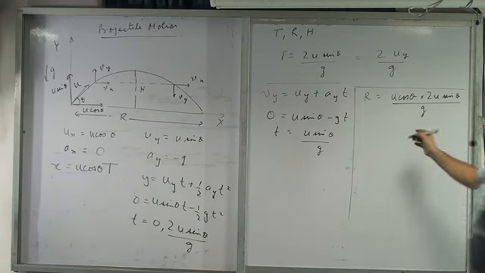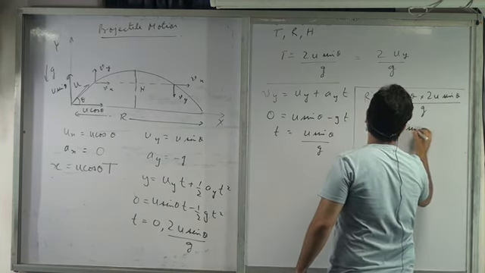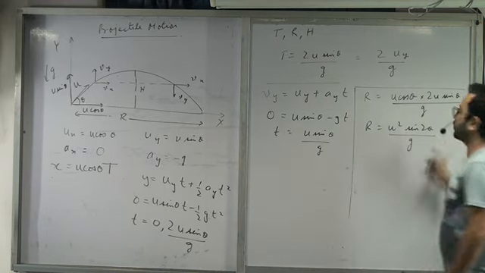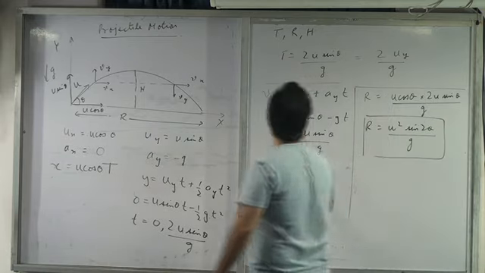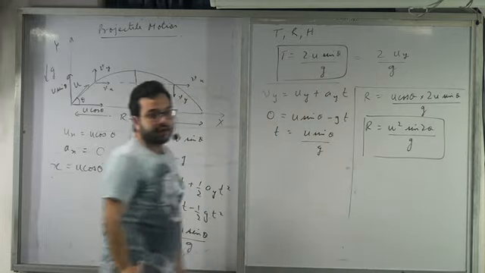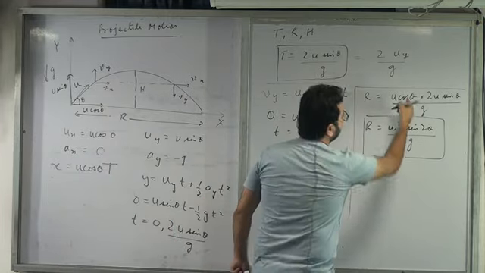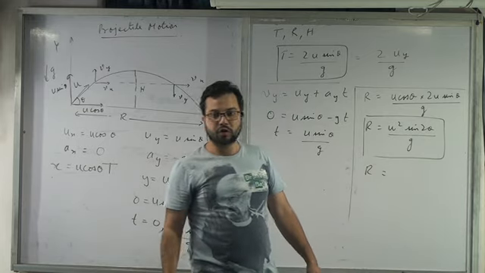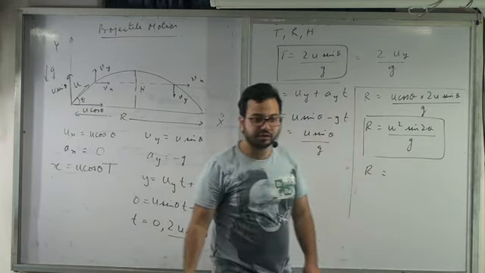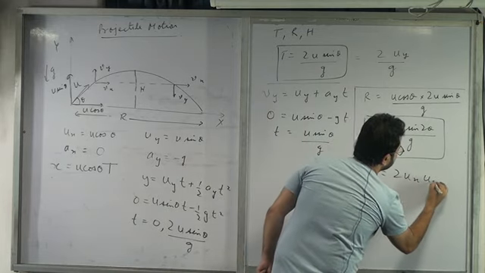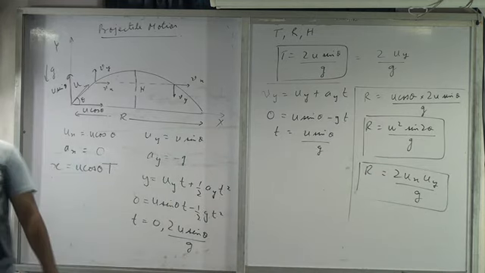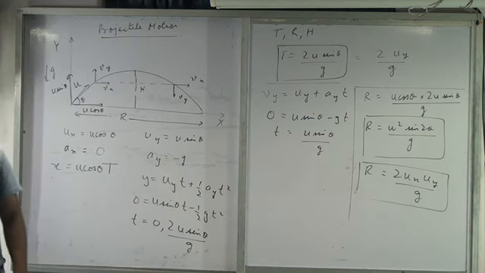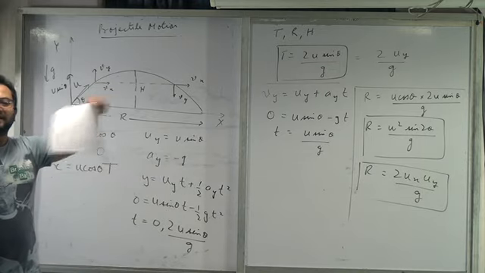Clear? So I can write it as R is equal to u square sin 2 theta by g, since 2 sin theta cos theta is sin 2 theta. Or I can also write it as, what is u cos theta? Ux. And u sin theta is Uy. So I can also write it as 2 ux uy upon g. This is also a result which comes in handy sometimes. Clear?